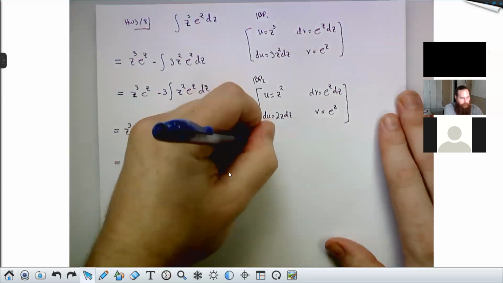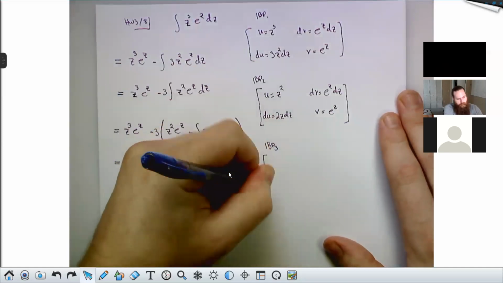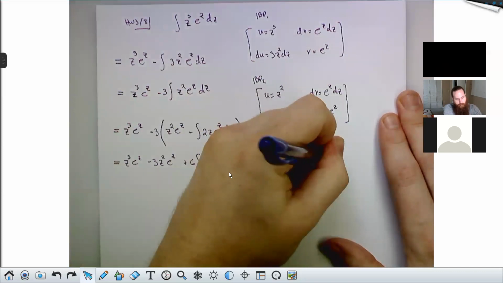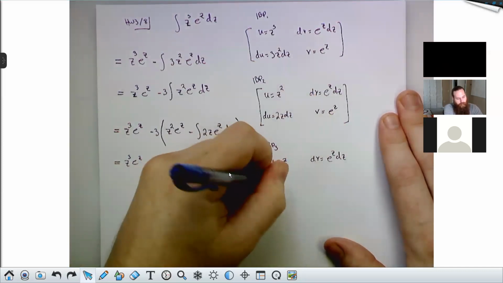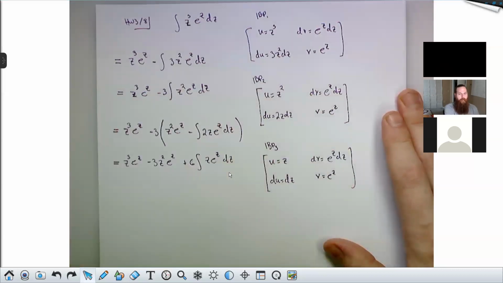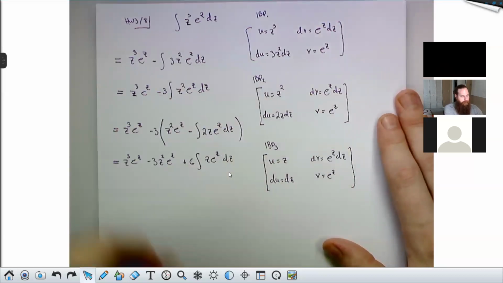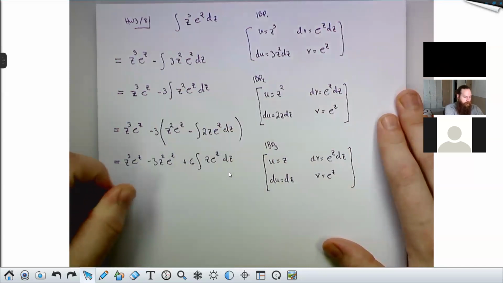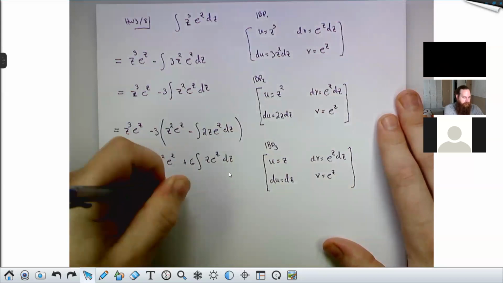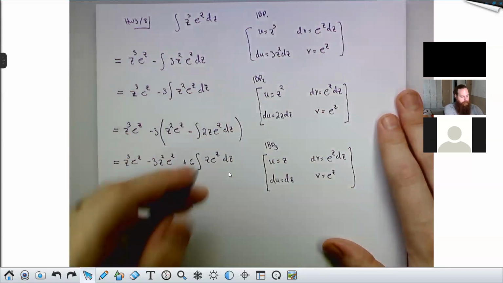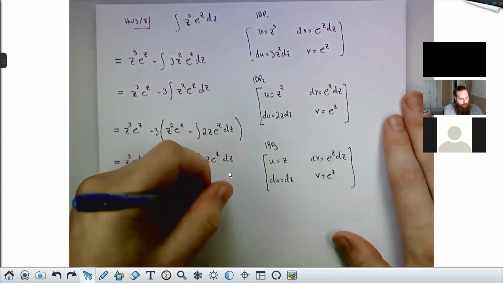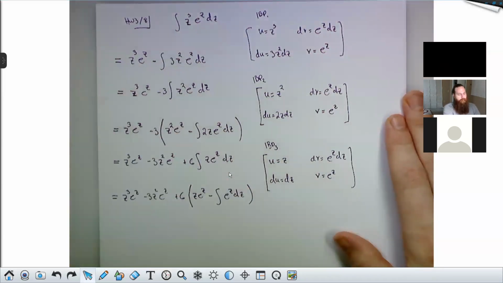So my third run of IBP is going to look like this. U will be the polynomial piece, which is just z, and dv will be everything else, which is e to the z dz. du now is just dz, and v is e to the z. So this will be my final run of IBP for this problem. And the output will look like z cubed e to the z minus 3z squared e to the z plus 6, open big paren, u times v, minus the integral of v du. Like that.